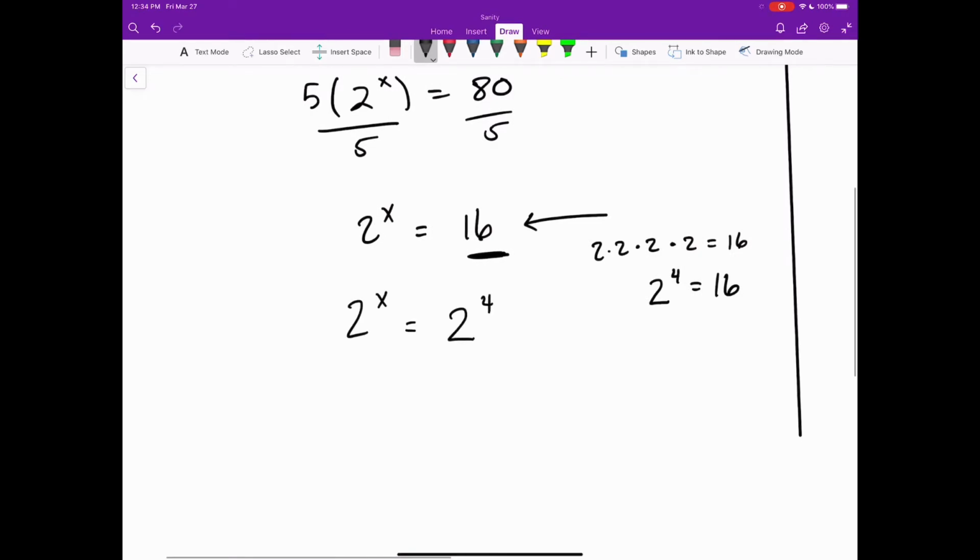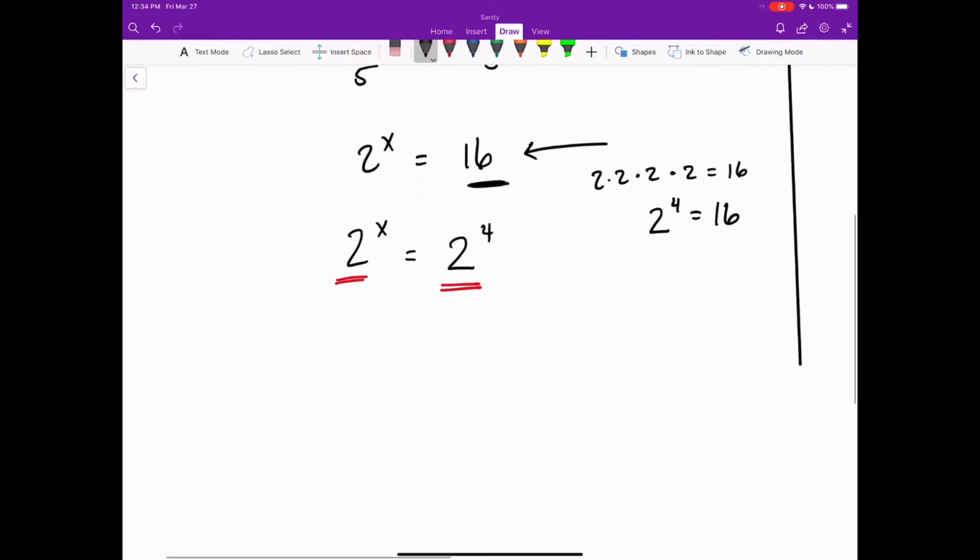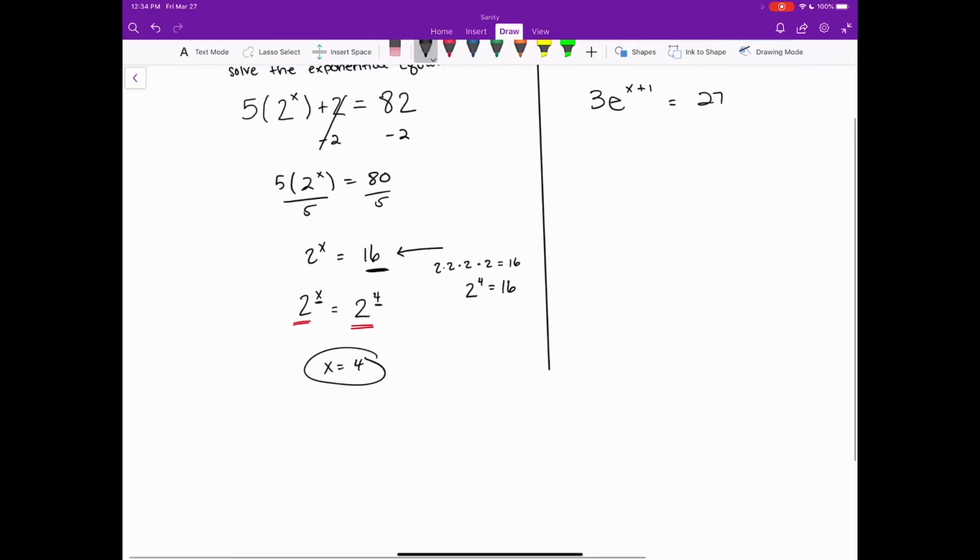And then we also talked about that property that says that if I have the same base and they're equivalent, then that means my exponents have to be the same. All right? So now I can just say, well, x has to be equal to 4. Boom, there we go. We solved the first equation. That was pretty simple, not too bad.